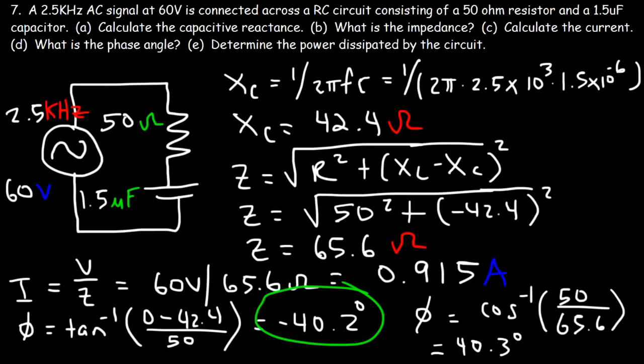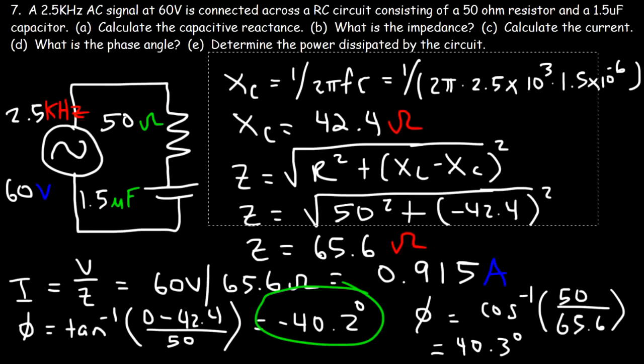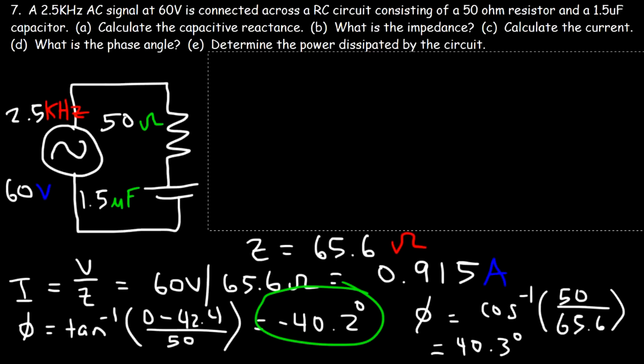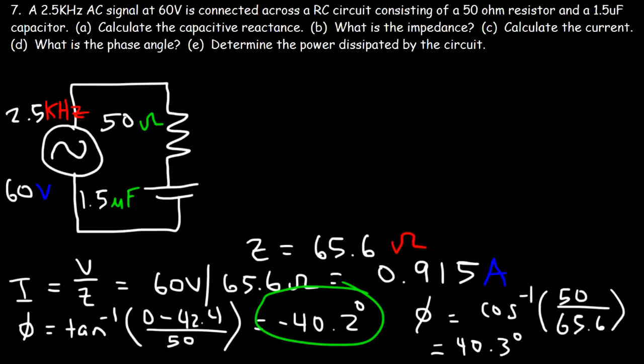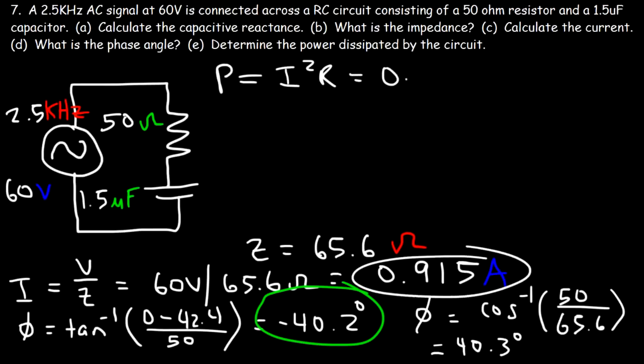Let's determine the power dissipated by the circuit. And let's use two equations to get the answer. So first, the power is going to be I squared times R. We have the current, it's 0.915, and we know the resistance is 50. So 0.915 squared times 50 is about 41.9 watts.